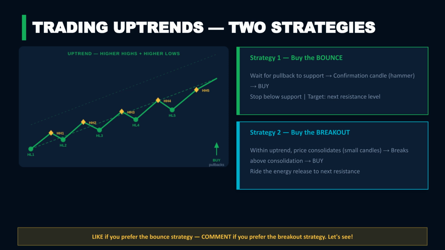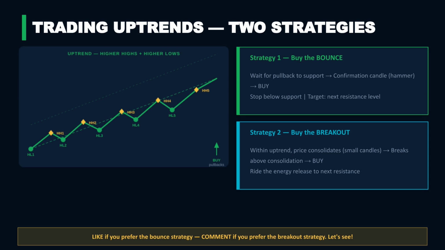So how do we trade an uptrend? Two main strategies, and they're simple. Strategy 1. Bounce plays. You see the uptrend. You see the support line. Price is pulling back to support. You wait for price to touch support and show a confirmation candle. When you see that confirmation, you buy.